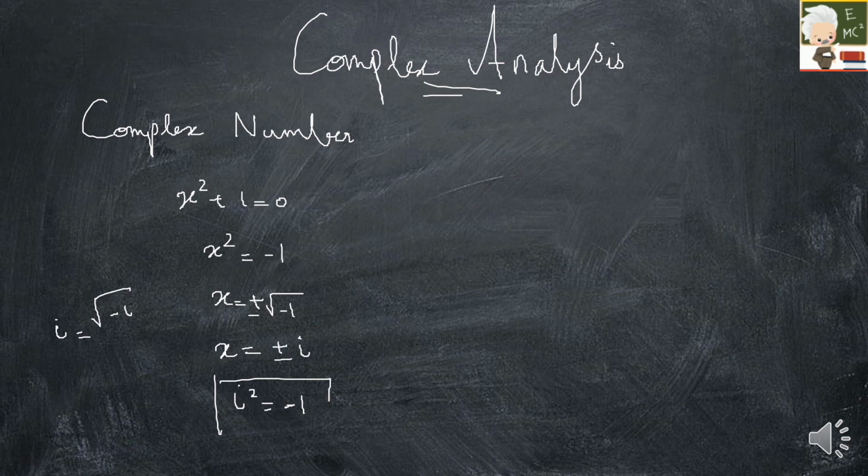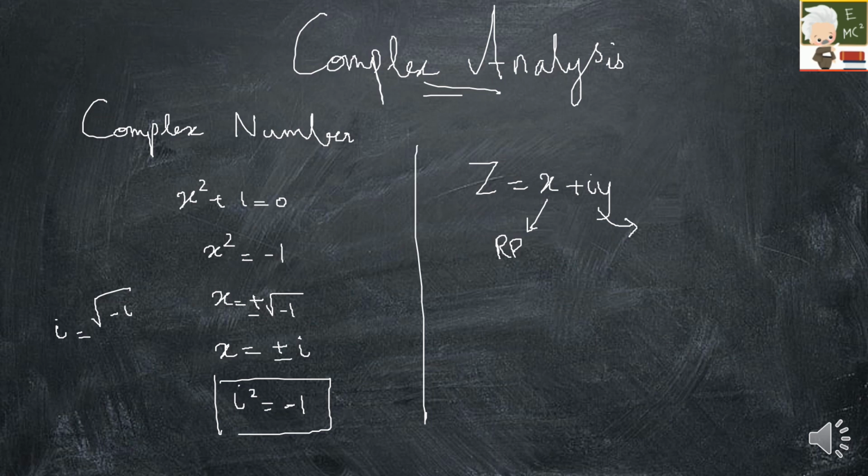These are some of the really basic things. Generally a complex number is represented as z is equal to x plus iy, where x is your real part and iy is your imaginary part, such that x and y belong to real numbers. This is one thing which I have to convey here.